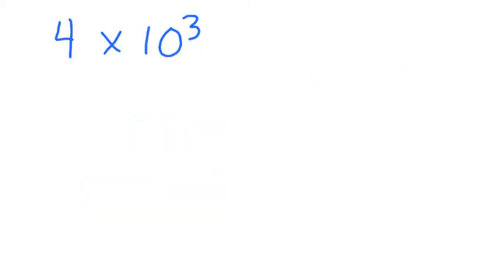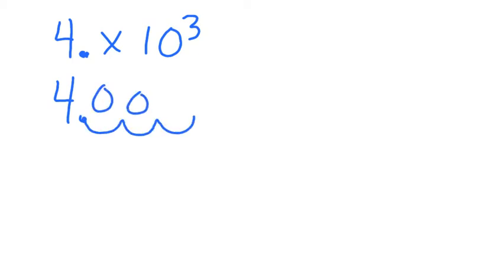Let's try another one. 4 times 10 to the third. Remember, positive exponent means move to the right. 3 means how many spaces do I move? Some of you are saying, what about the decimal? In a whole number, we don't usually write the decimal, so it's okay for you to put it in. The decimal lives right behind a whole number. So we're going to take that 4, put in the decimal, move 3 spaces, fill in the zeros, put our new decimal, and the answer is 4,000.